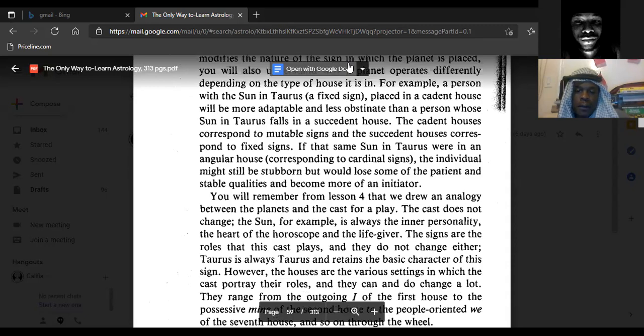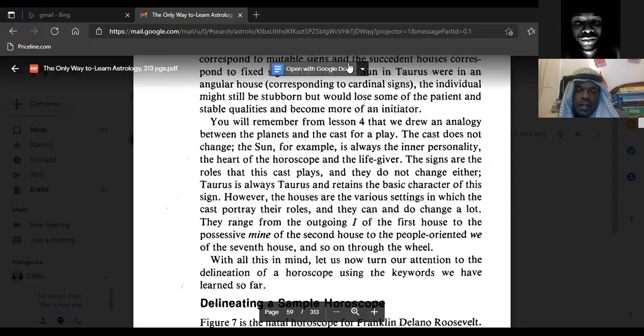You will remember from lesson 4 that we drew an analogy between the planets and the cast for a play. The cast does not change. The sun, for example, is always the inner personality, the heart of the horoscope, and the life giver. The signs are the roles that this cast plays, and they do not change. Taurus is always Taurus and retains the basic character of this sign. However, the houses are the various settings in which the cast portray their roles, and they can and do change a lot. They range from the outgoing eye of the first house to the possessive mind of the second house to the people-oriented we of the seventh house, and so on through the wheel.